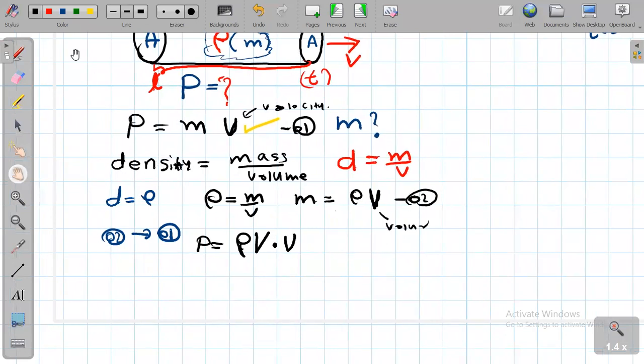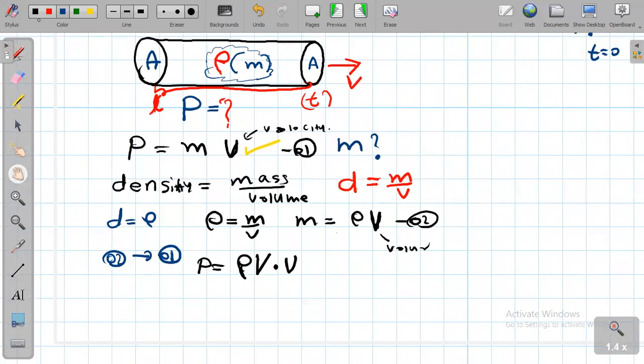Okay. Now, how to find out volume from this one? O-level knowledge. What is volume? This is equation number 3. What is volume? Volume equals area into length, right? Volume is what? Area into length.